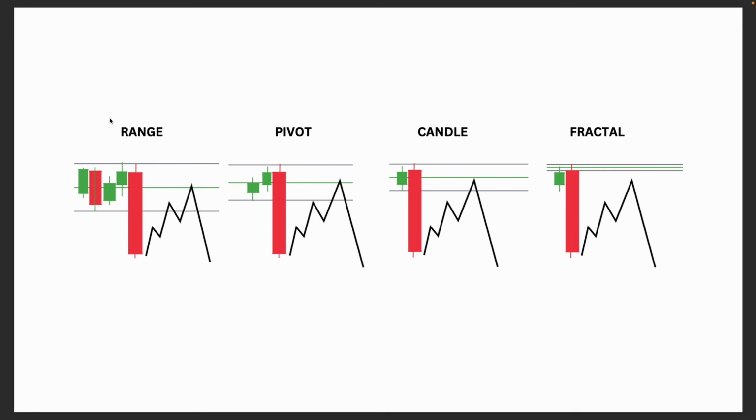How do we refine from range to fractal? If we start to mark the range order block, what we will do is mark only the green candle where the move started to go up. This is just a refined version of this zone. So what we have marked is the green candle which broke the structure, where the upside move started. Now in candle, this is the upside move with a single candlestick which broke the structure. And fractal is just a wick.